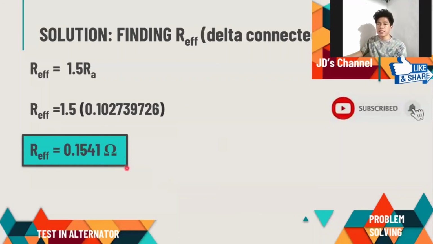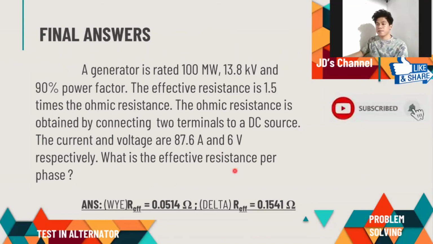So let's check, class, if our answers are correct. For the Y, that is 0.0514 ohms, and for the delta, that is 0.1541 ohms. So, class, our answers are correct.